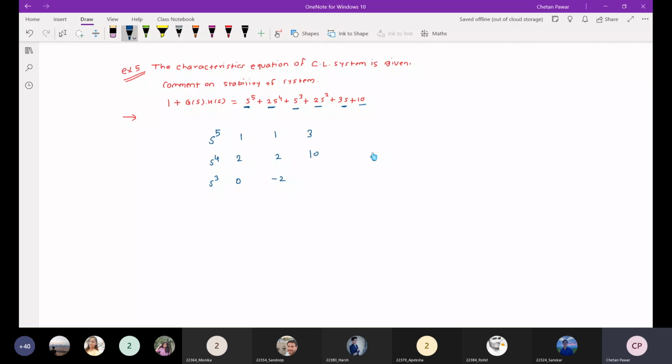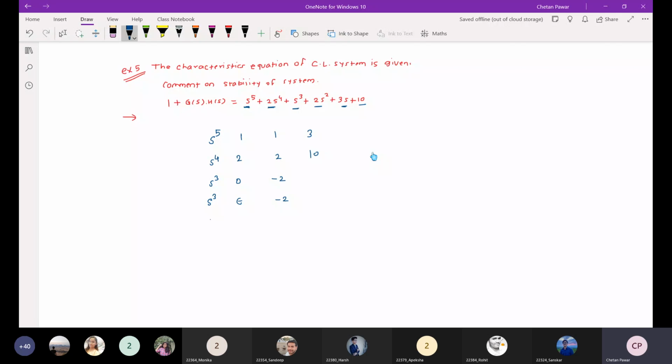Now here you can see the first element of this s cube row is 0. So what we need to do? We need to replace that element with epsilon. So the s cube element 0 will be replaced by epsilon, and the second element is kept as it is, -2. Now we will proceed with our calculation.